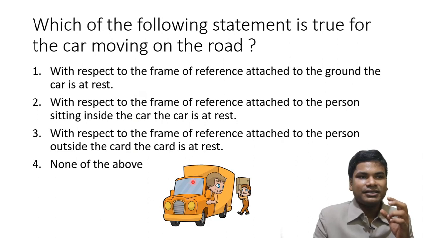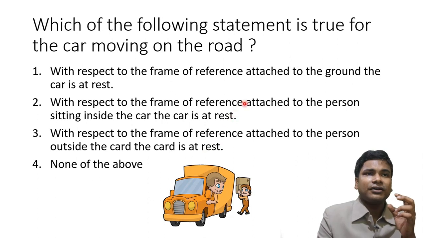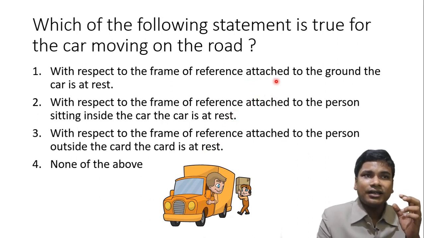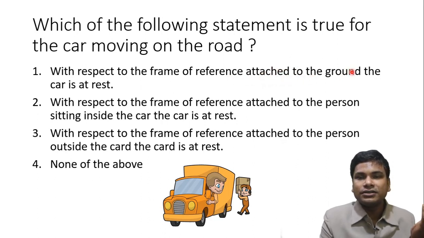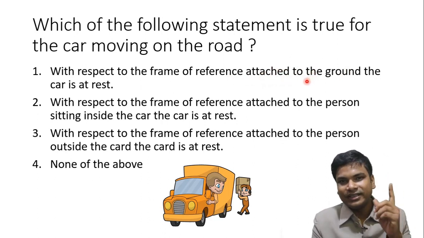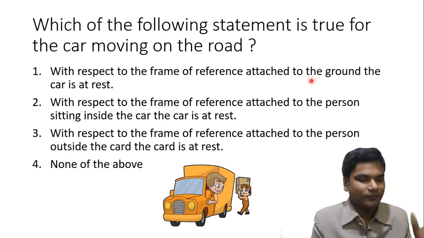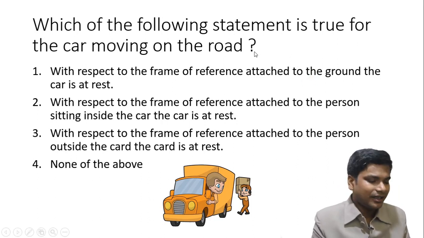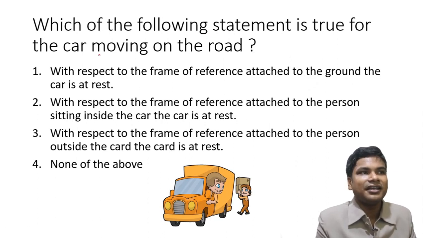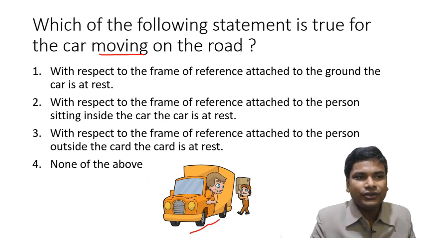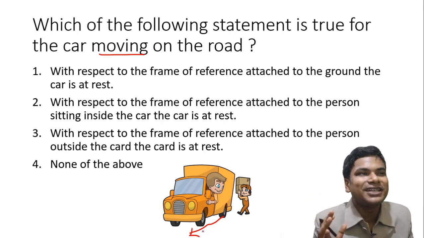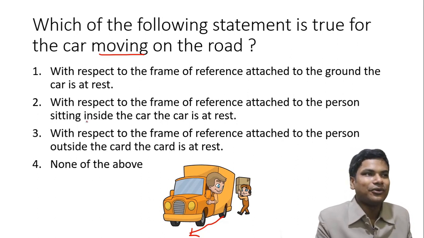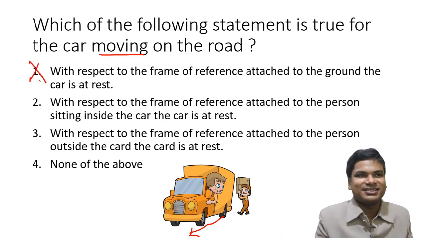So that means this is the car. This car is moving. Now the question is whether the car is at rest with respect to the reference frame attached to the ground. The answer is obviously no. Why? Because as I said, the car is moving. That means it is moving on the ground. So with respect to the ground, how could this car be at rest? So the answer is no. This statement is not correct.